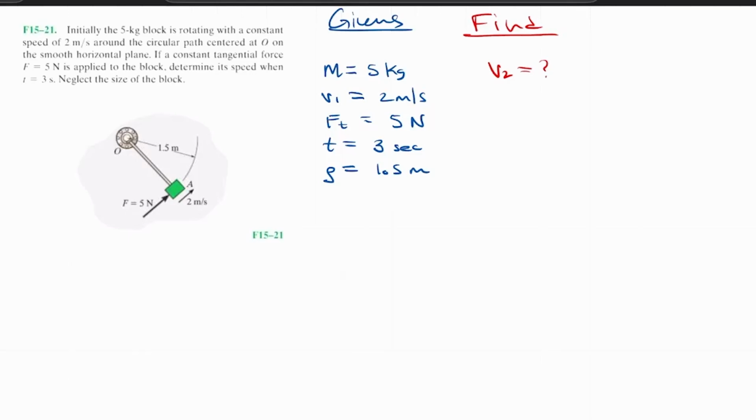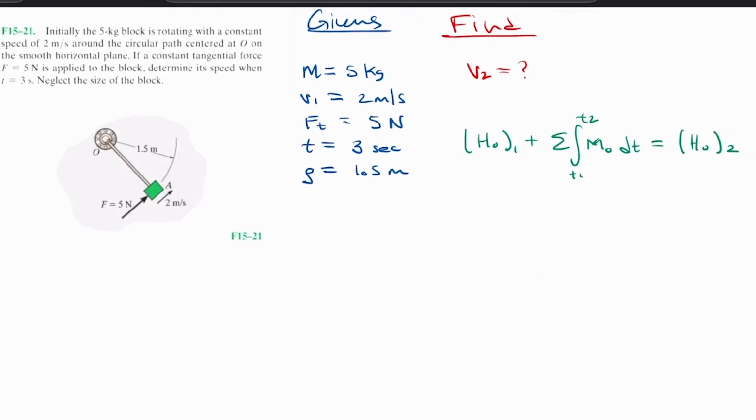So using the equation for the angular momentum and impulse, we're going to have that the angular momentum at state 1 plus the sum of the impulses, from t1 to t2, the integral of the moments about point O with respect to time, is equal to the angular momentum at state 2. So that's all we have to figure out for this problem. We can replace the stuff we know, and that way we are able to calculate this.